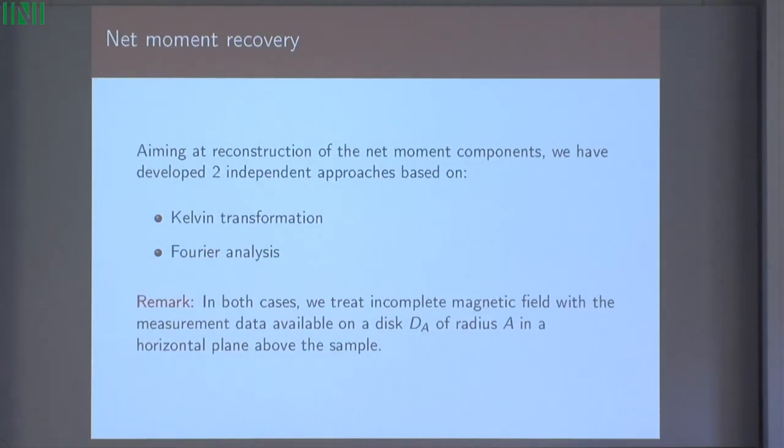And in order to achieve this goal, we developed two approaches. One of them is based on the Kelvin transformation, and the other one is pretty much direct two-dimensional Fourier analysis. In both cases, I assume that the measurements are always available in a limited area. So we measure above the sample on some limited part of the horizontal plane, and I assume that this measurement area is a disk of radius a.